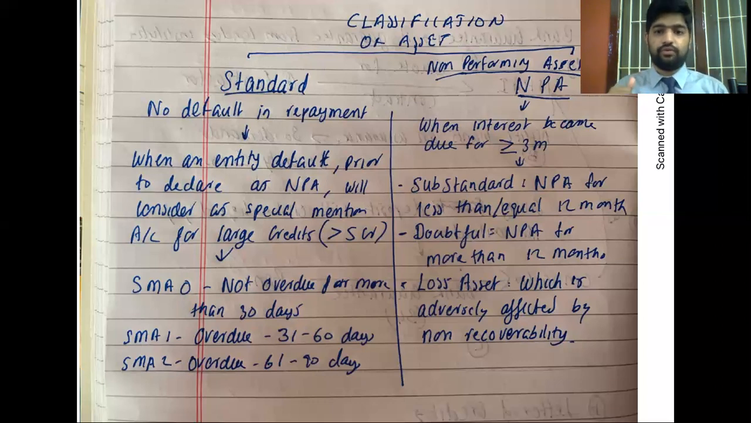The next classification is doubtful. NPA more than 12 months, then we classify it as doubtful. Then loss asset. Loss asset is a classification done by the management of the bank or institution based upon actual recoverability. If the management finds that from this customer we cannot recover anything, then we'll consider it as a loss asset. So this is a simple explanation of classification of assets.